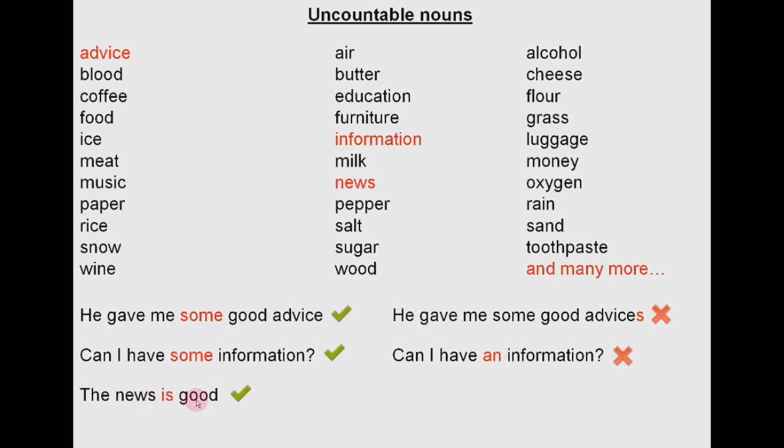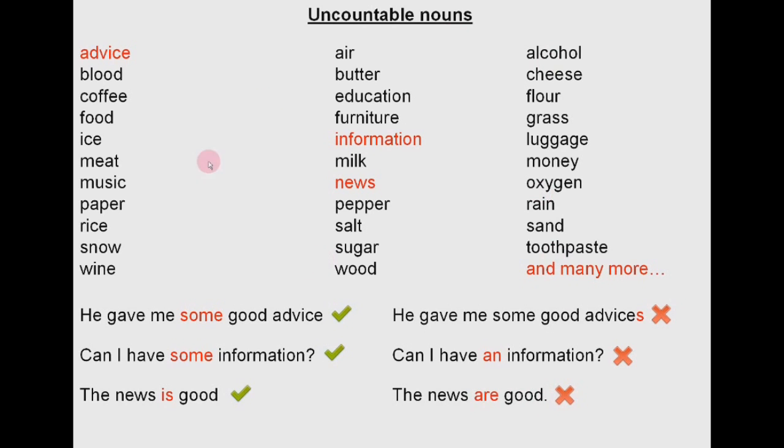And we say, "The news is good." Okay? News is always singular in English. So even though there is an S at the end, it is singular. We do not say, "The news are good." In English, that is wrong. That is a big mistake.